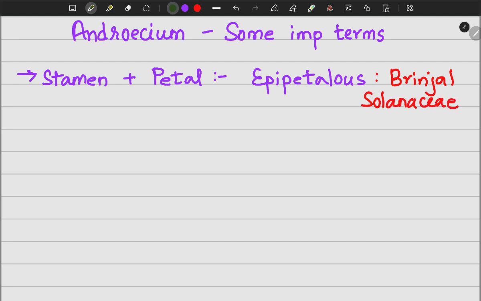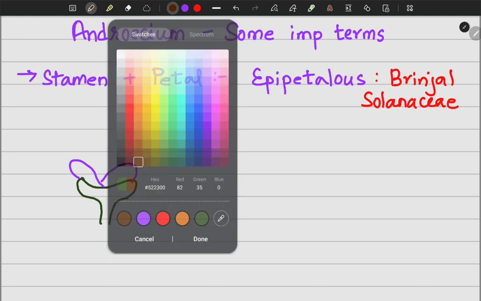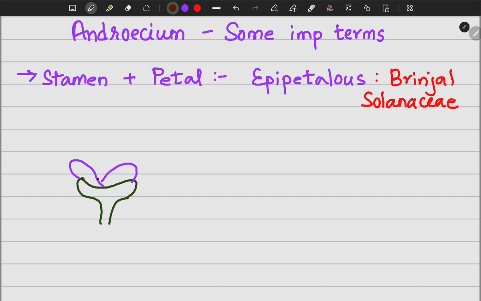So suppose this is the thalamus and this is the petal, and the stamens are attached on the petal like this. So when the stamens are attached to the petal, they are called epipetalous. Example is brinjal or the members of Solanaceae family.